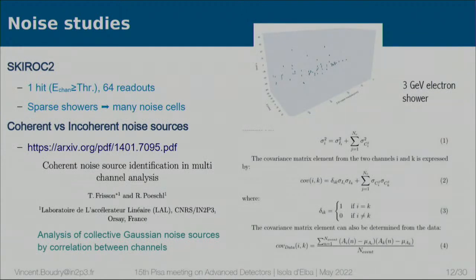The first thing for those self-triggering devices is actually to tame the noise. We are sensitive to noise because we have limited memory space in the chips. And the chip is done so that as soon as you have one hit, you do the full readout of the 64 channels. So that gives you many noise channels so you can study it. And one way to study it, a nice way, is to look at the correlations between all the channels and look at what are the different causes of coherent noise.